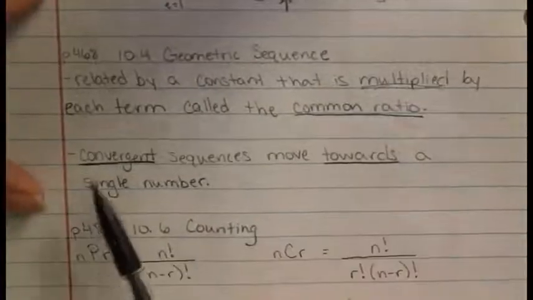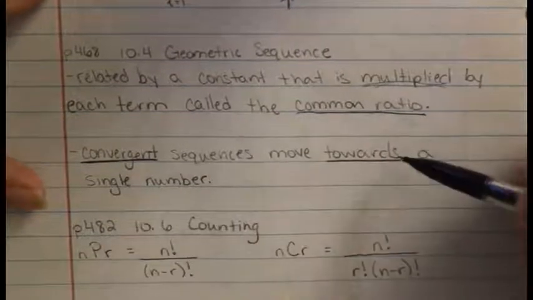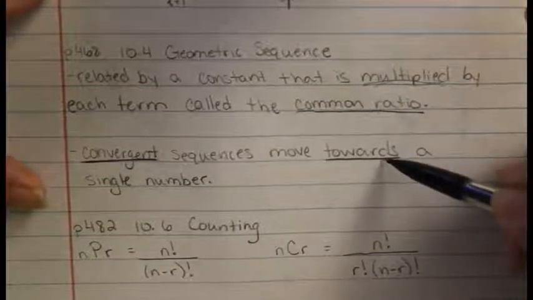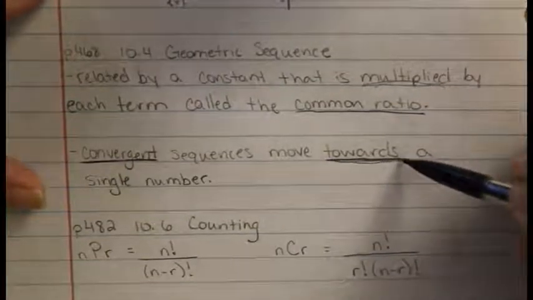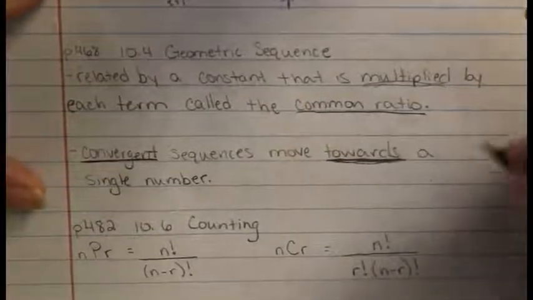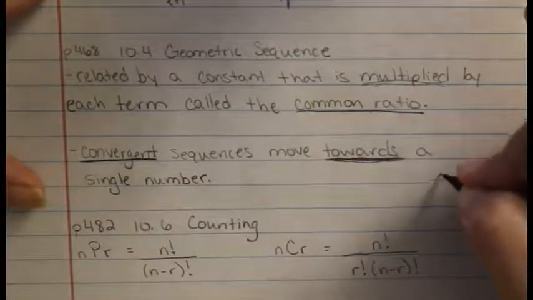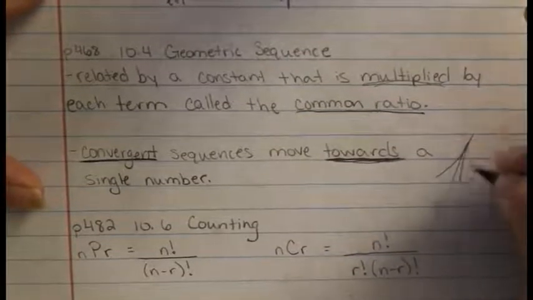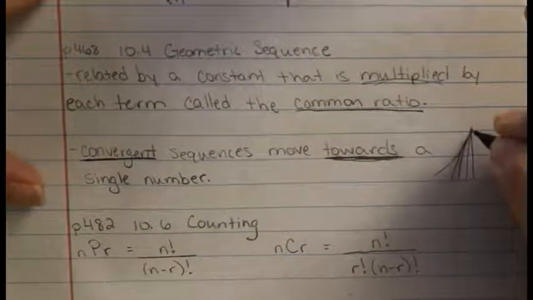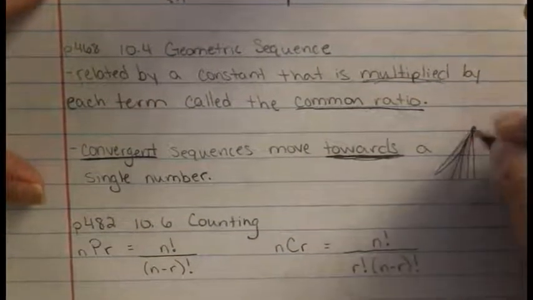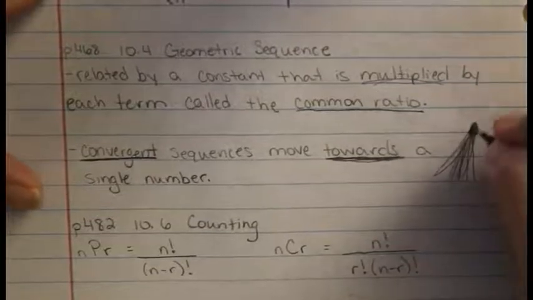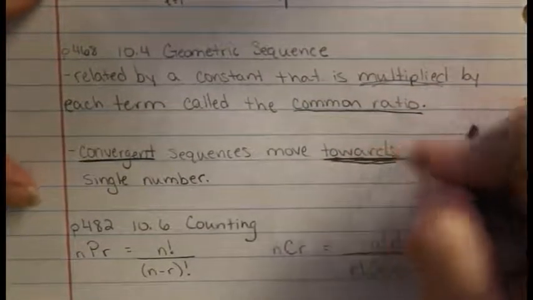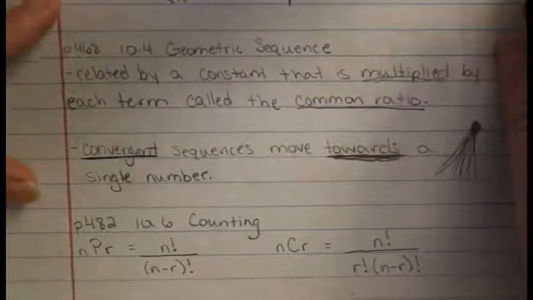You also need to know that convergent moves towards a single number. It converges on a single number, whereas divergent does not. Divergent does not move towards any single number. But if we were talking about how I have a bunch of lines here and they're all converging on one point, they're moving towards that single point, okay? So convergent means to move towards a single point. You need to know the difference between those two.